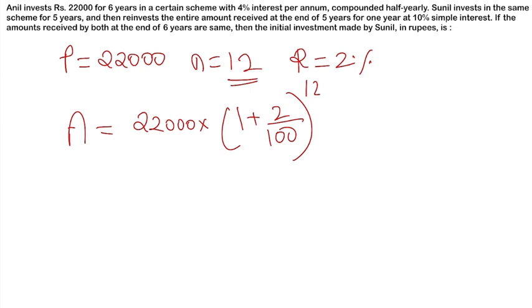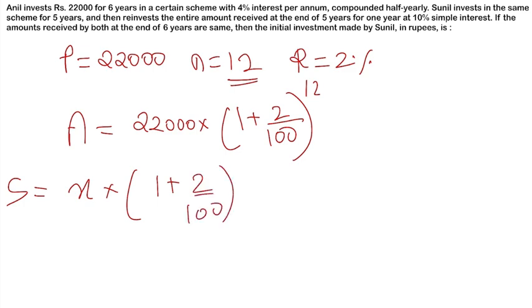Okay, so Sunil is investing some amount, let's say X, and he's investing for 5 years in the same scheme. So the amount that Sunil will receive will be equal to X into 1 plus 2 by 100, the whole raised to 5 years. 5 years will have 10 compounding cycles, 10 6-month cycles. So this is the amount that Sunil will have. And further, Sunil is investing this entire amount at simple interest of 10%. So this entire amount will effectively get multiplied by 1.1.